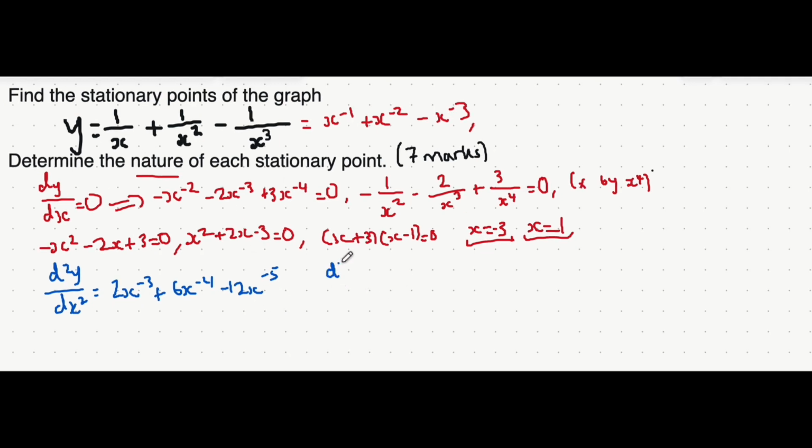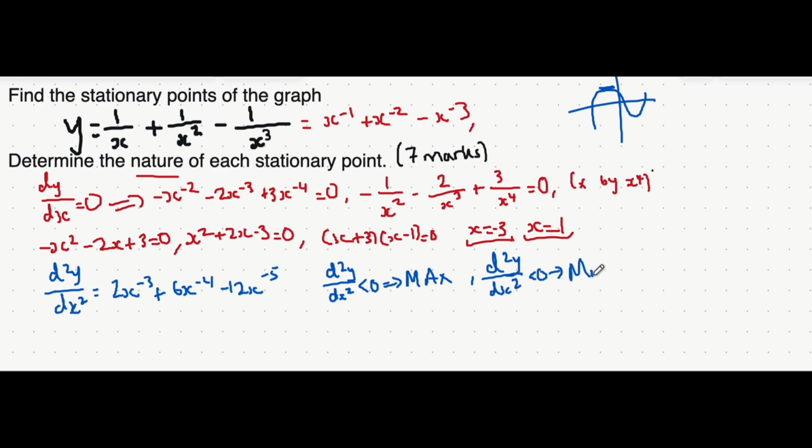If d squared y over dx squared is less than 0, then we call that stationary point a maximum stationary point. So on a curve, it would be this point here. If d squared y over dx squared is less than 0, we call that stationary point a minimum stationary point. Lastly, if it's equal to 0, then we call that a point of inflection. This rarely comes up, but it does come up, so I did just want to point that in.